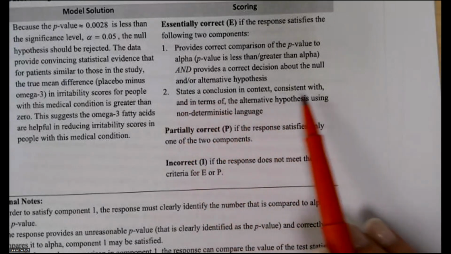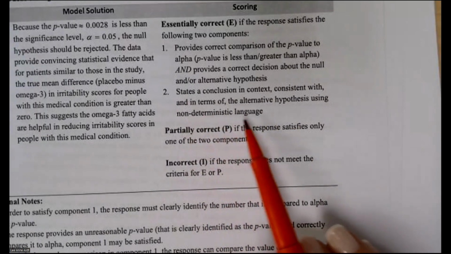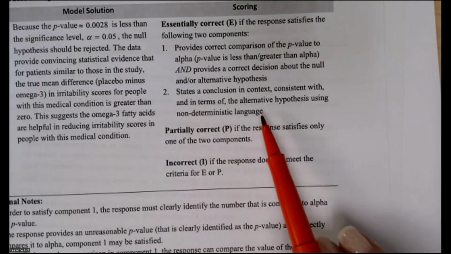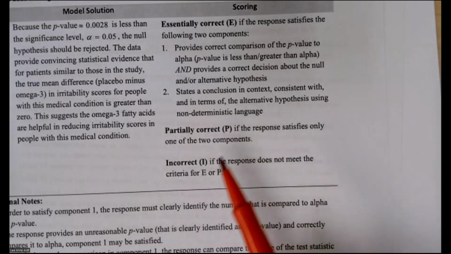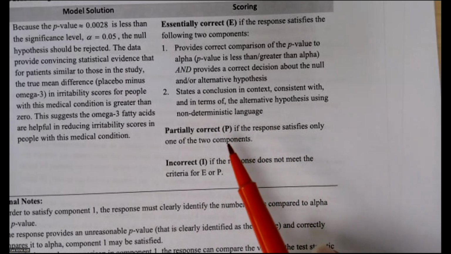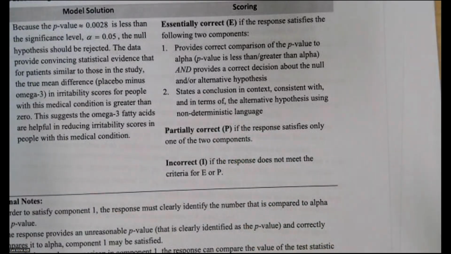States a conclusion in context consistent with and in terms of the alternative hypothesis using non-deterministic language. What that means is you're not accepting either of the null or alternative hypotheses. You're just saying you have convincing evidence or not. Would I say I have done this correct if I did not state the correct value? Yes.